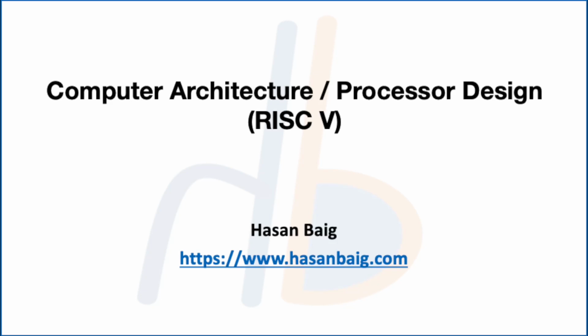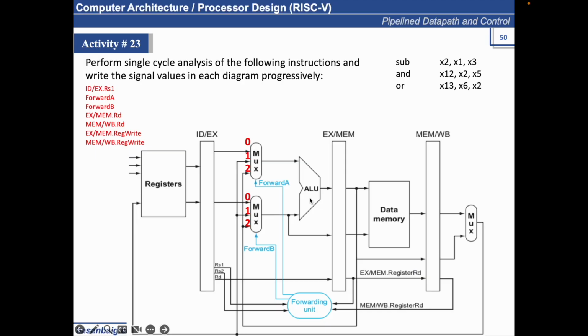This activity will help you practice with the control signals for forward A and forward B. So you will be able to identify what forward A signal should be generated for any particular case. Suppose we have this program, the same program exactly, x2, x1, x3. But this time we are trying to analyze the situation in the single cycle clock diagram.